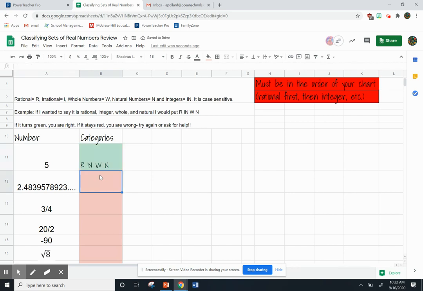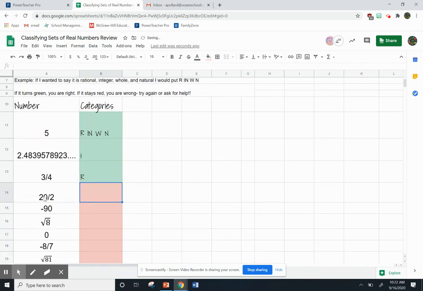This one would be an irrational number, so I put an I. This one's just rational, so I put an R. This one, 20 divided by 2 is 10. 10 is a rational integer, whole, natural number. Negative 90 is a rational integer.